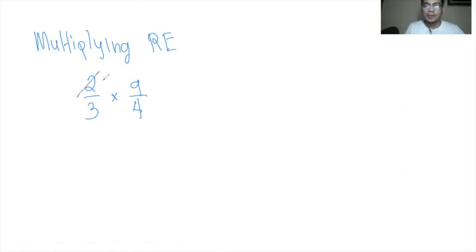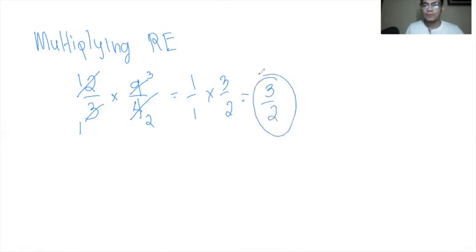Pwede rin naman. 2 and 4, common factor is 2, so we can divide each of them by 2, so this becomes 1. For 9 and 3, the common factor is 3. Divide them by 3. And then we have 1 over 1. The answer is just 3 over 2.